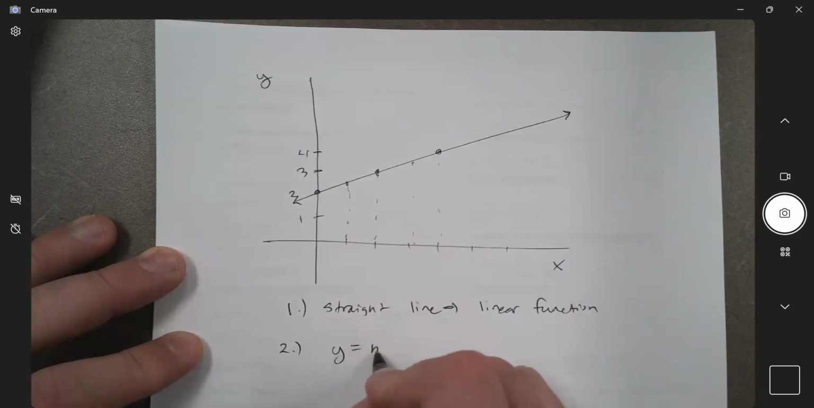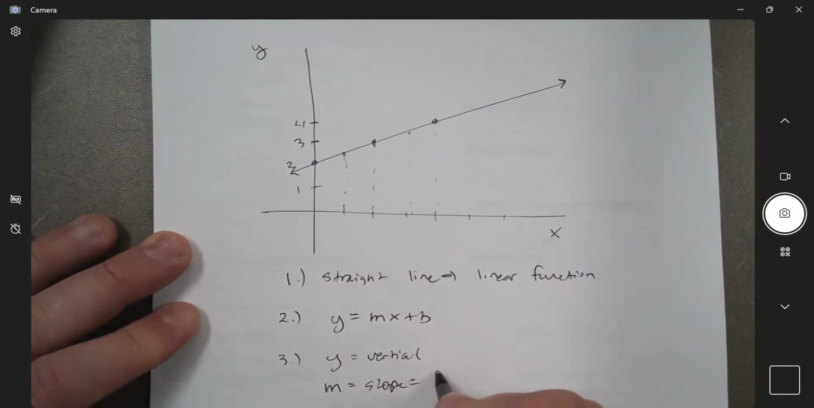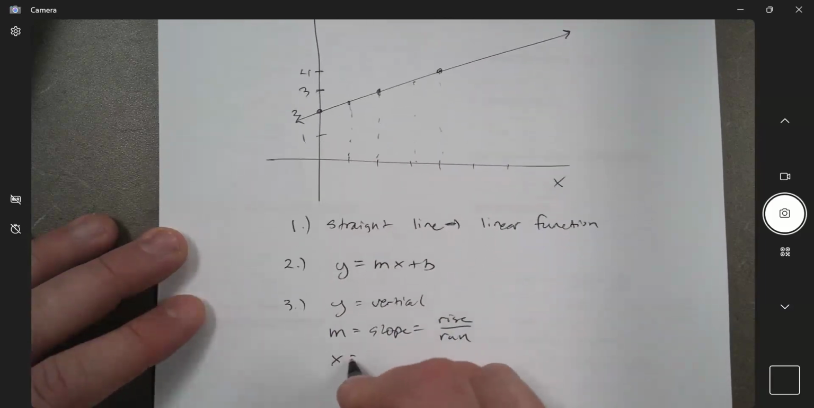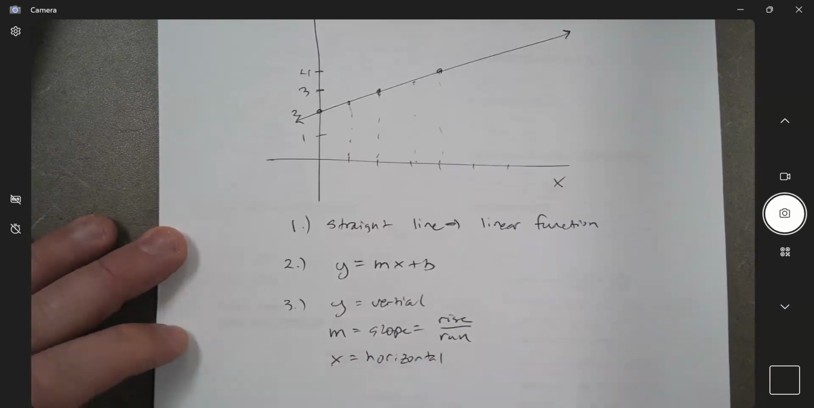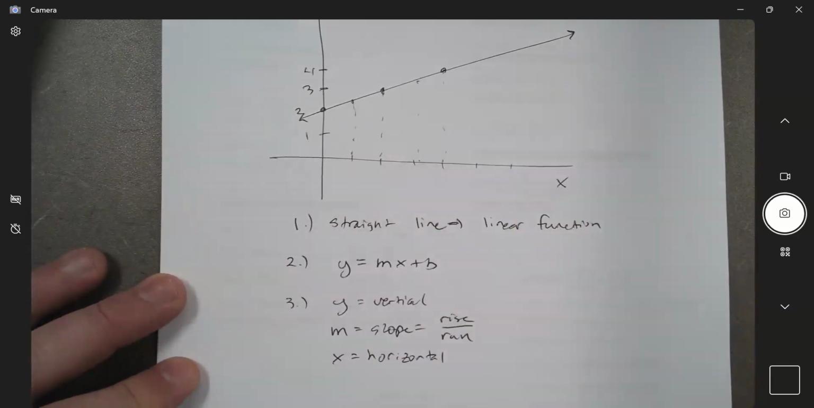General equation of a linear function, y equals mx plus b. The y is the vertical. M is the slope, which is the rise over run. X is the horizontal. There's no context here. It's just a picture of a graph, right? This is not the same situation. This is not a tiger in a swimming pool. This is just some graph. And B is the y-intercept.